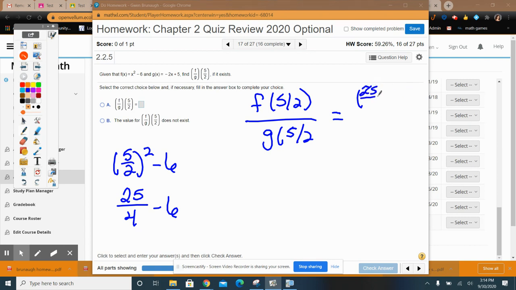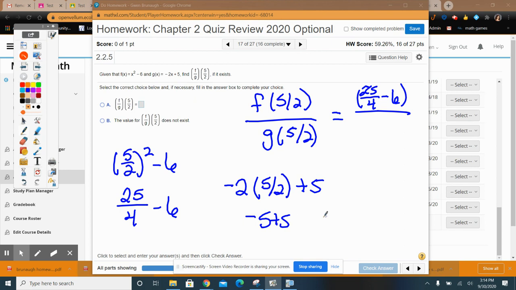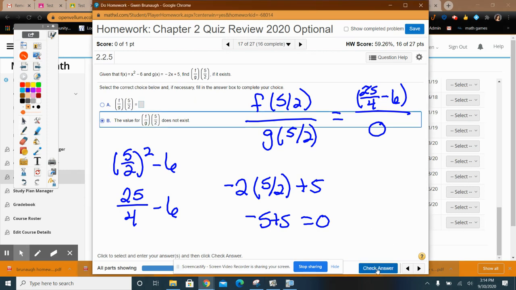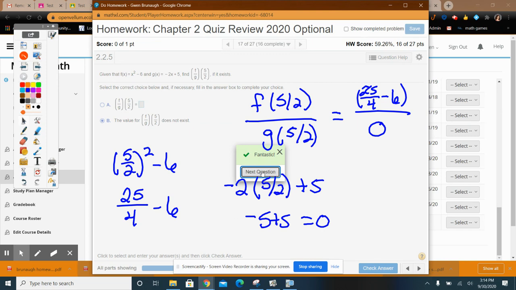So that is 25 fourths minus 6, okay? Divide by g of 5 halves. Well, once again, something weird's going to happen. Negative 2 times 5 halves plus 5. Those 2's cancel, and I get a negative 5 plus 5, which gives me a 0. So g of 5 halves is 0. So I have something divided by 0. Are you allowed to divide by 0? No. So that does not exist.